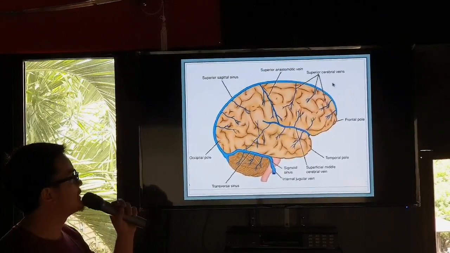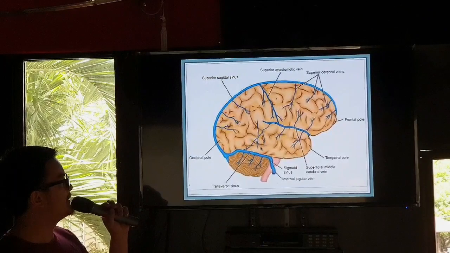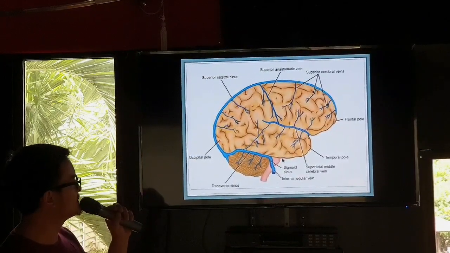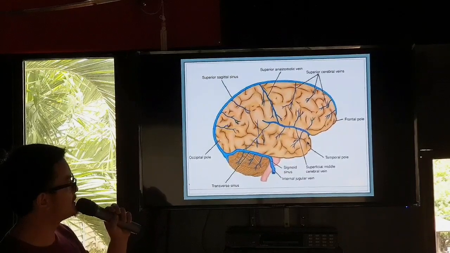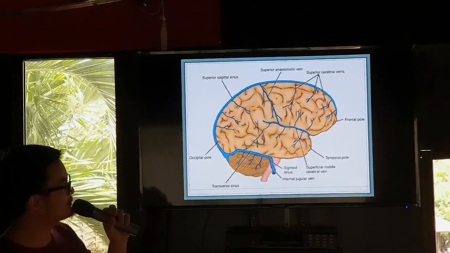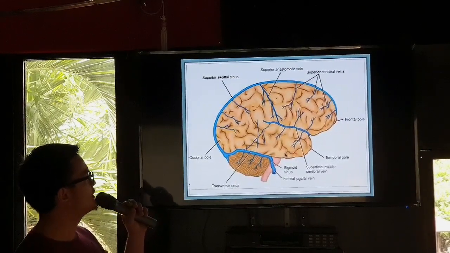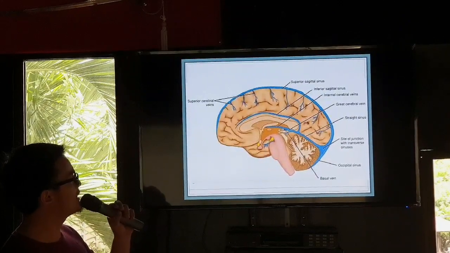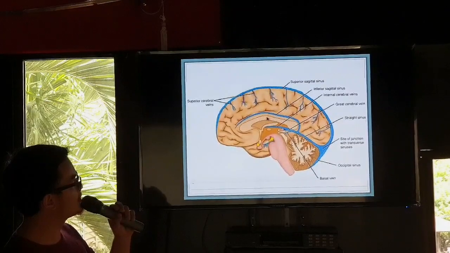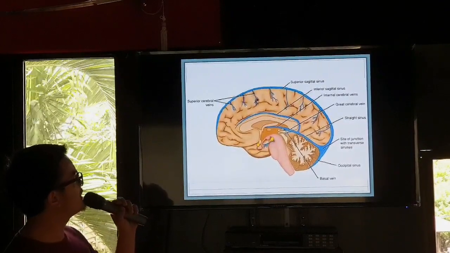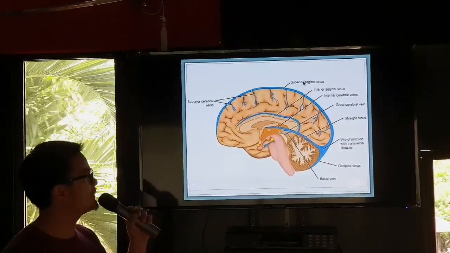So you have a superior sagittal sinus, you have a transverse sinus, okay, so you have a superficial middle cerebral vein. Okay. And then this is a cut brain, cut medially. You have the corpus callosum here, you have the superior cerebral veins, draining the superior sagittal sinus.